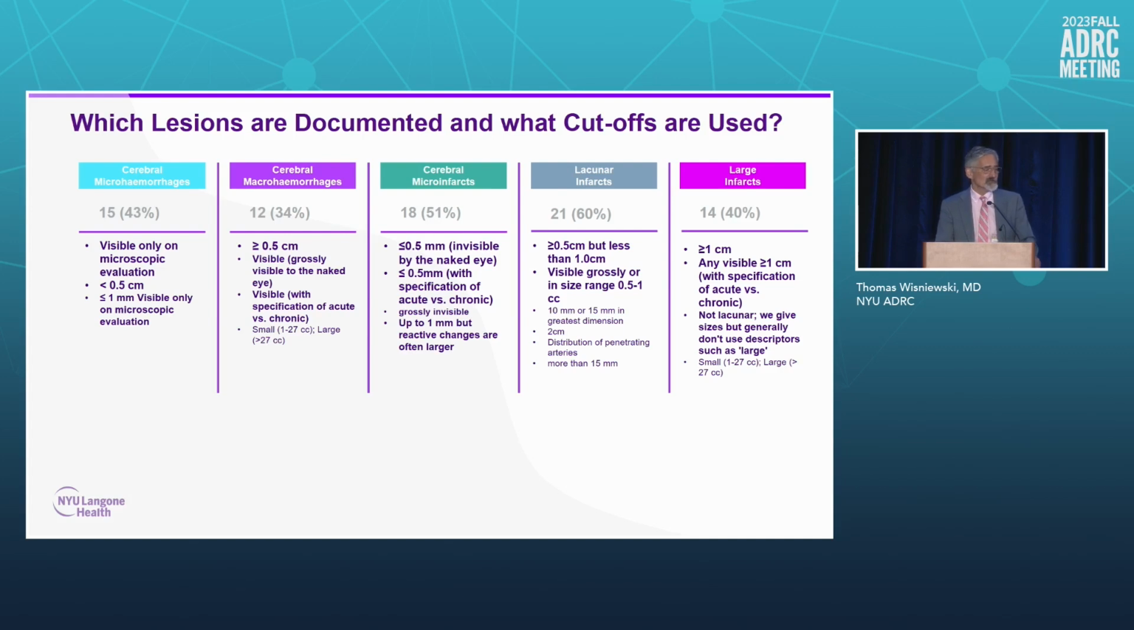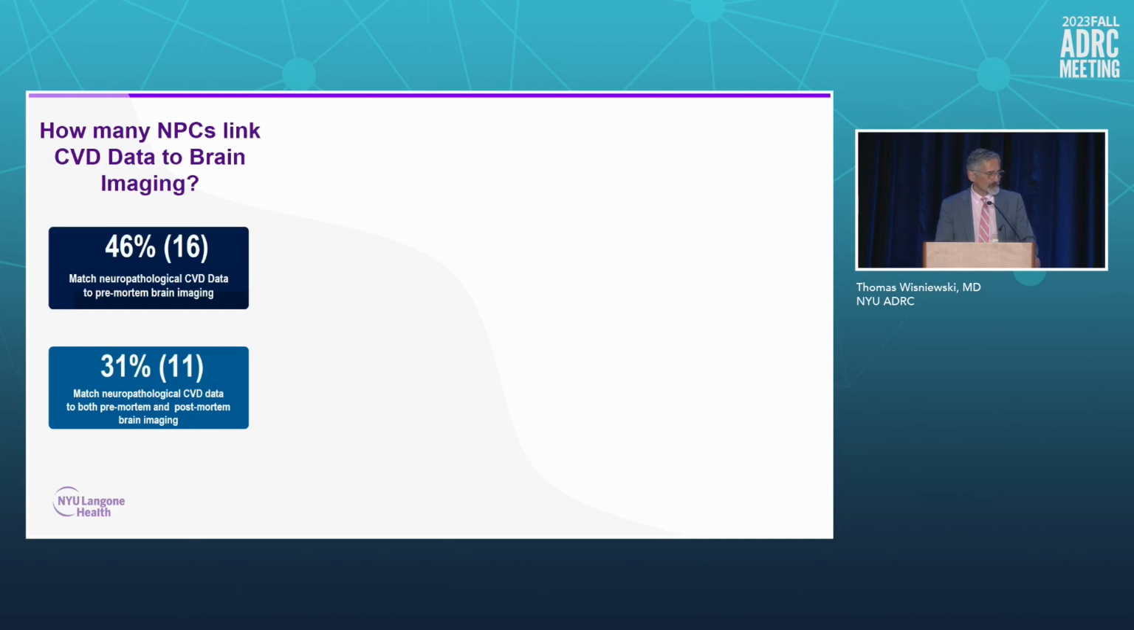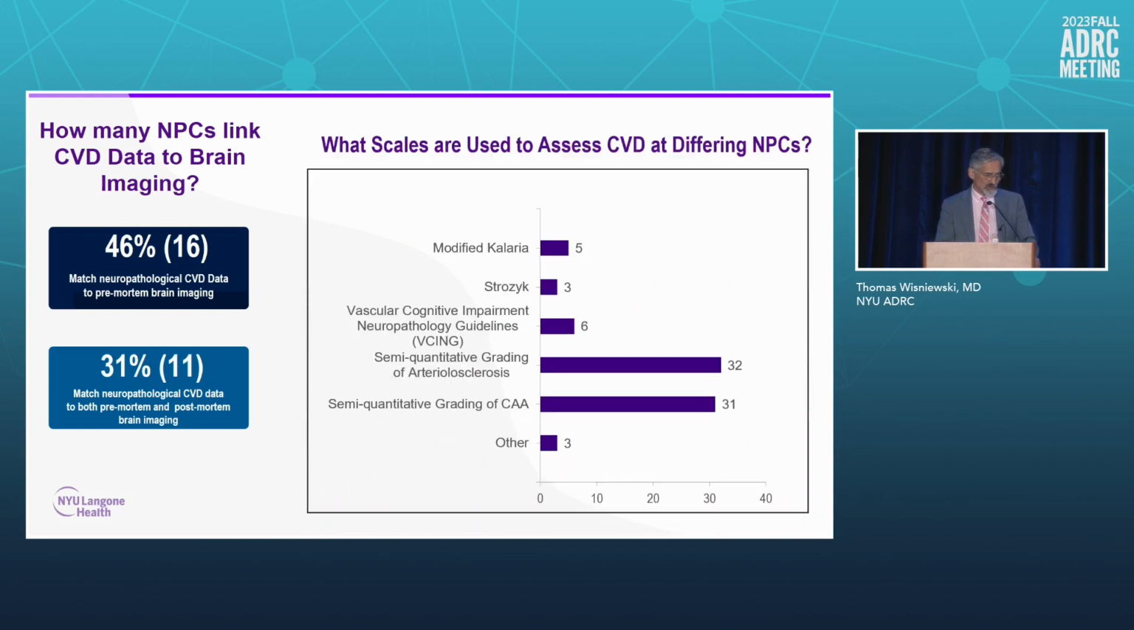In terms of cerebrovascular disease lesion definition and the cutoffs used, there was actually very good agreement across centers as summarized in this slide. In terms of linkage to imaging data, about half of the Neuropath cores linked the data that they obtained to pre-mortem imaging, and about 1/3 linked it to both pre-mortem and post-mortem imaging.